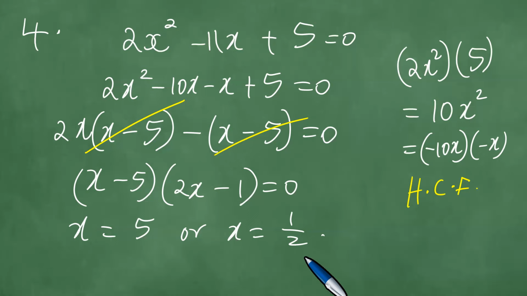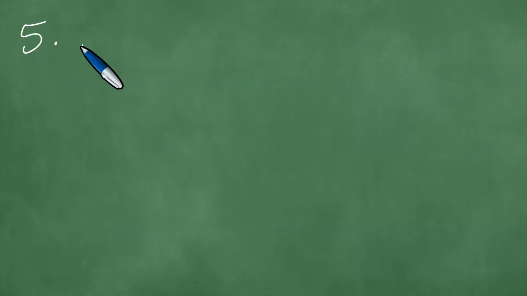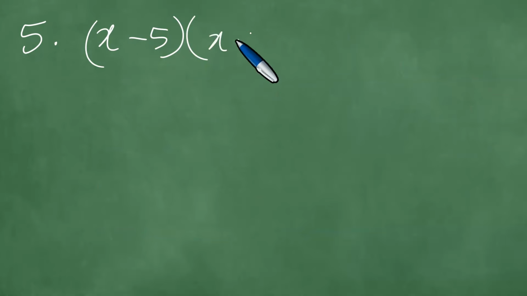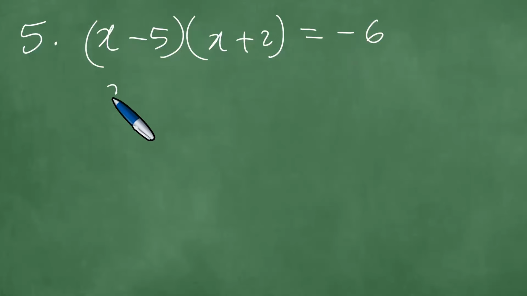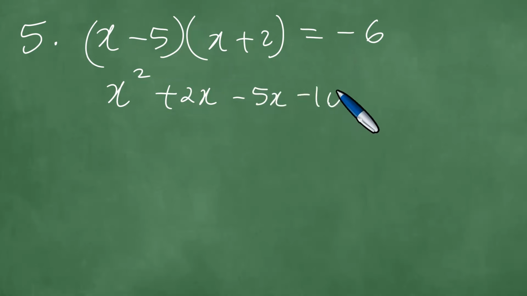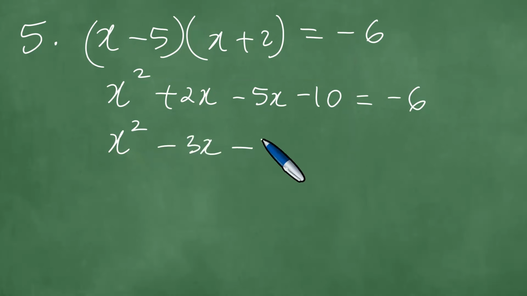If you look at the equations of the rational type, what do we do? Let's look at first this one. If you have x minus 5 into x plus 2, which is equal to minus 6. So now you multiply out: x by x, what do you get? You get x squared. x by 2, you get 2x. We have minus 5 by x, you get minus 5x, minus 10 equals minus 6. So which is x squared minus 3x minus 4, and the result is 0.